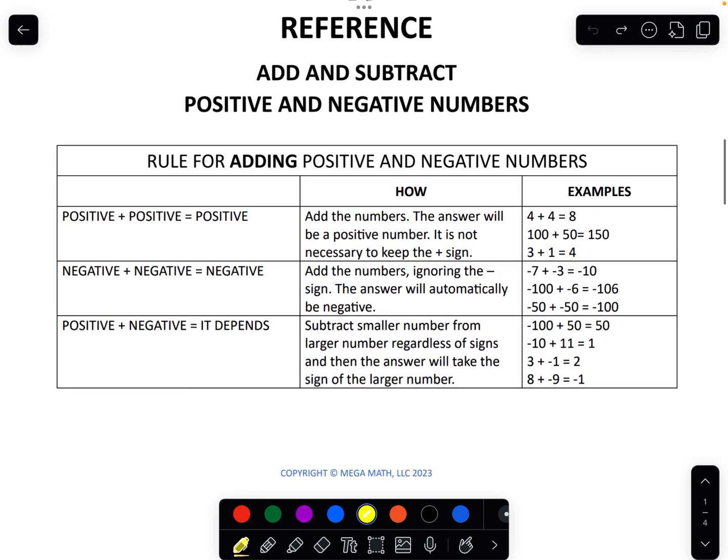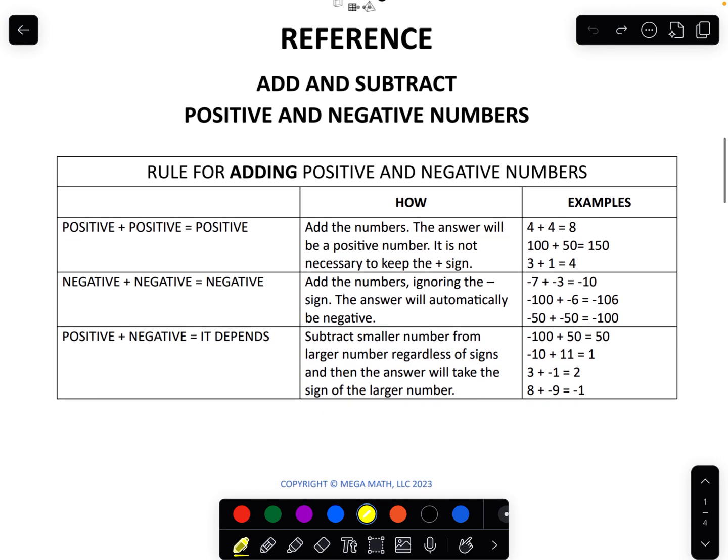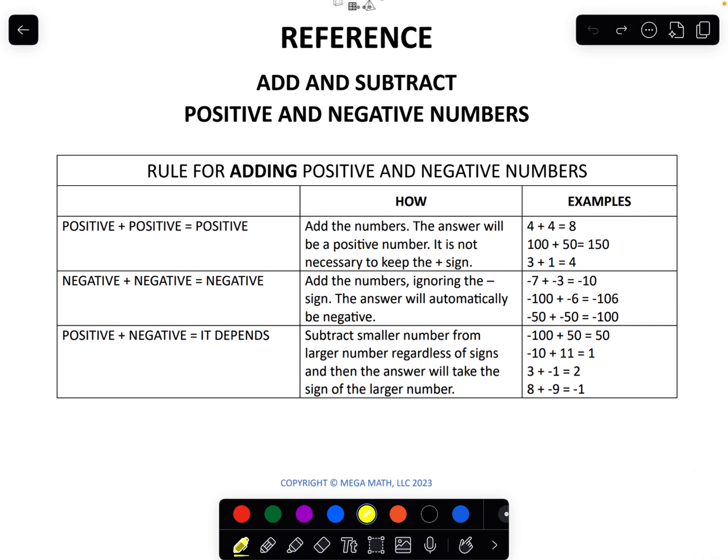Now let's start. This is a reference sheet that I give to my students. Let's start by just reviewing their rules for adding and subtracting negative numbers. So this one is for adding. Because the rules for adding positive and negative numbers are applied to the rule for subtracting positive and negative numbers. But let me get to that. So here are the basics.